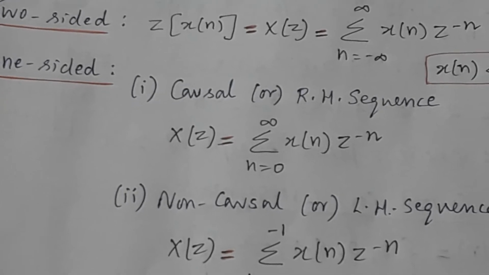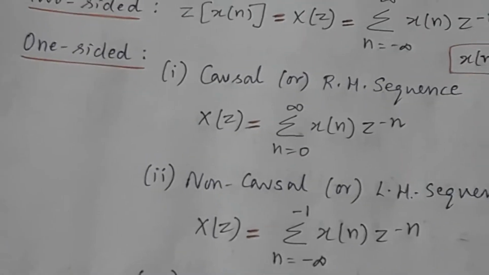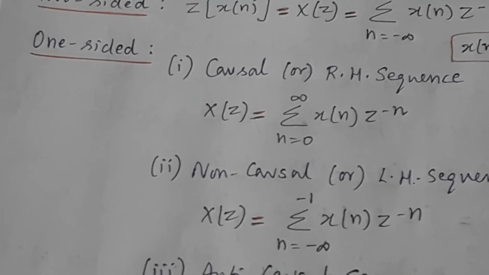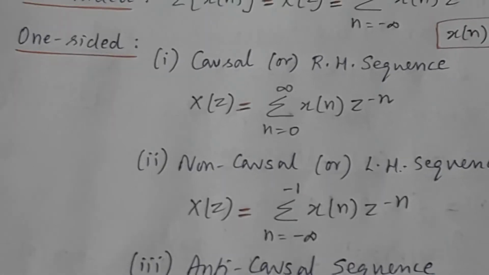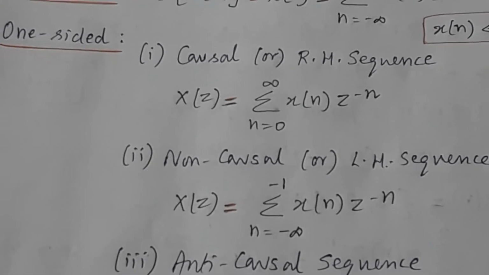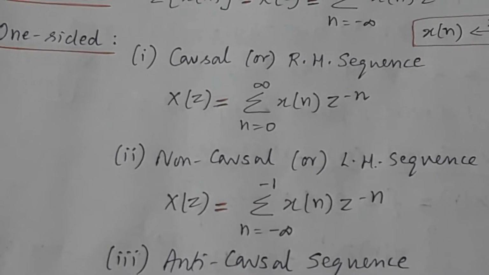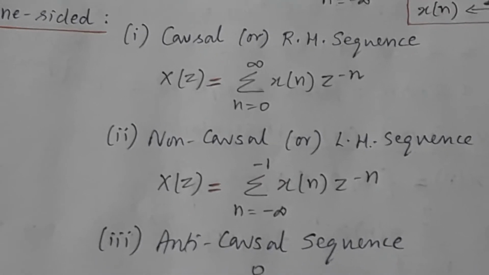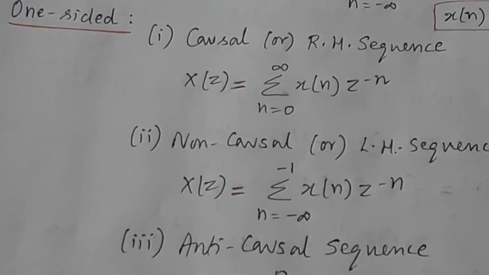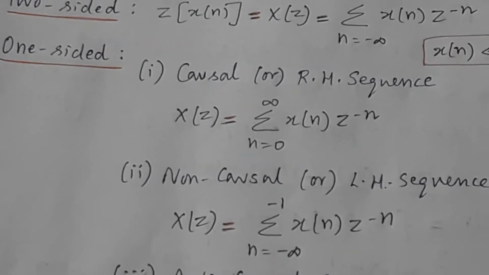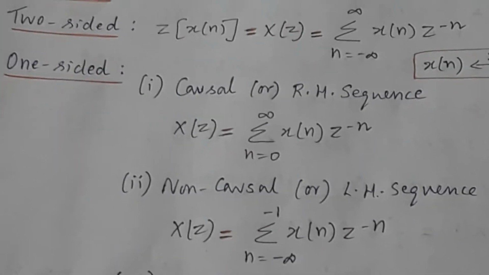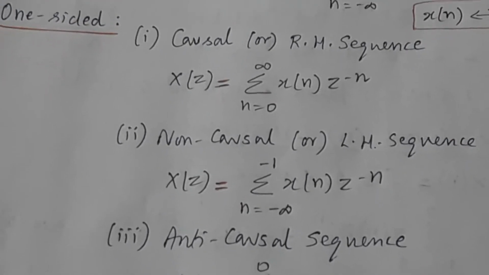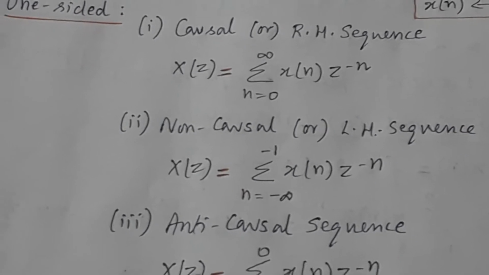Next is one-sided Z transform. In one-sided you have three definitions. First is for causal or right hand side sequence. Causal means what? It is a right hand side sequence, x of n equal to 0 for n less than 0. Therefore x of z will be equal to, only the limit will change. For two-sided it is minus infinity to plus infinity. For causal it is 0 to infinity x of n z power minus n.